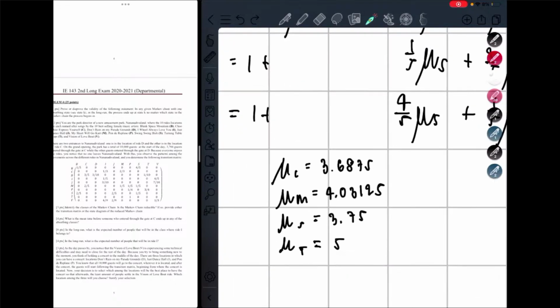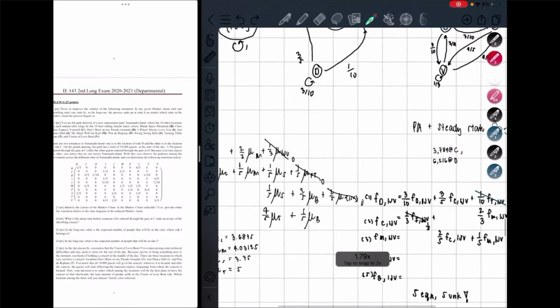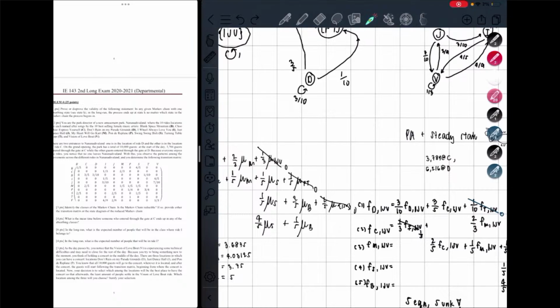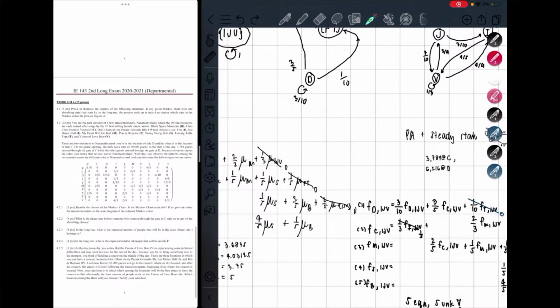The one we're most concerned with is the amount of time before someone who enters from gate C ends up in any of the absorbing classes. So that's this one, 3.6875. So yeah, that's the 4.2.2.